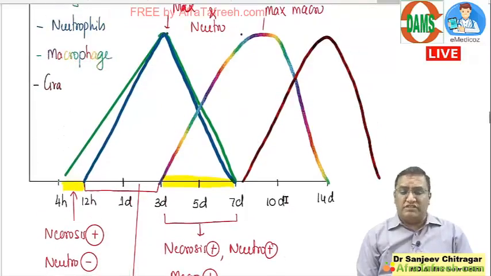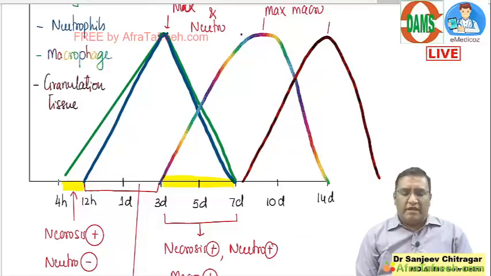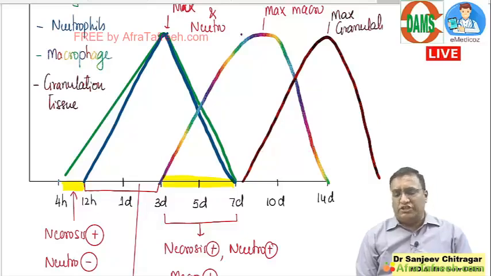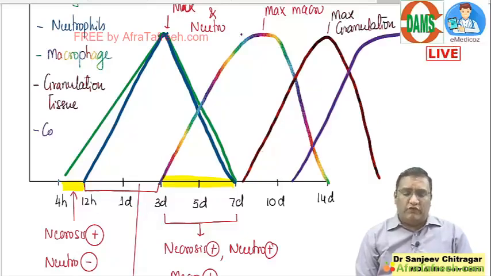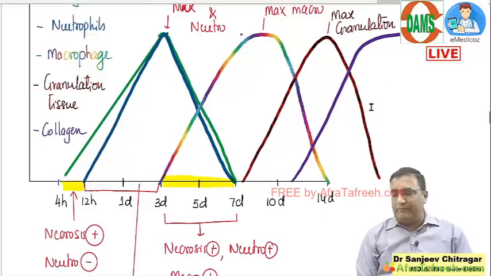Then after this is your granulation tissue. Where does granulation tissue start? Somewhere around 7 days, and it reaches a maximum by 14 days. After that, it depletes. Very important, again, what question can come? Maximum granulation tissue around 14 days. Now what will you find after that? Collagen. Collagen starts after 10 days and reaches maximum after 2 weeks, and it will not reduce, it will stay flat.